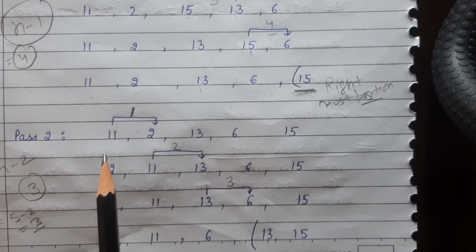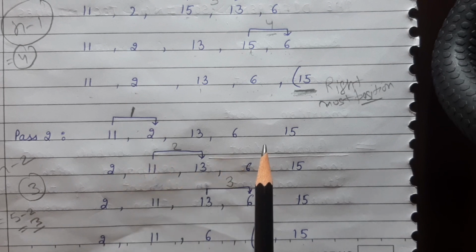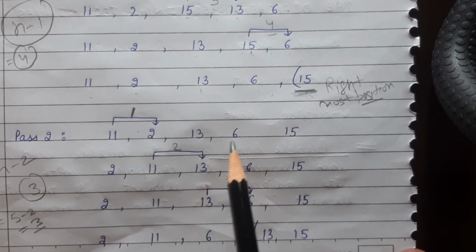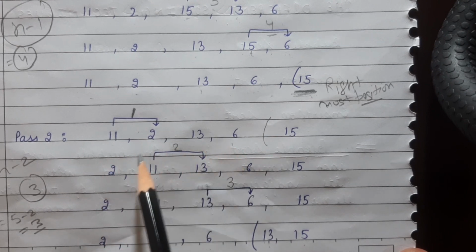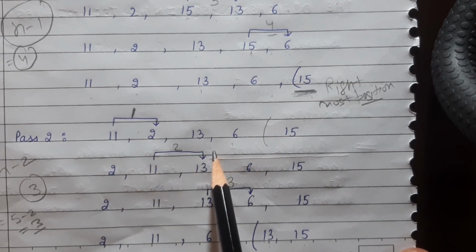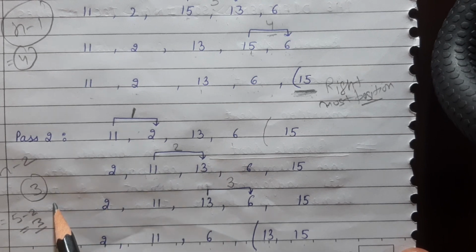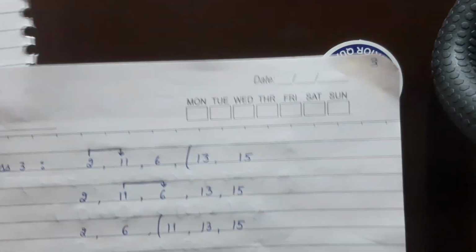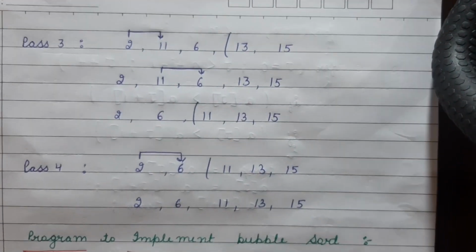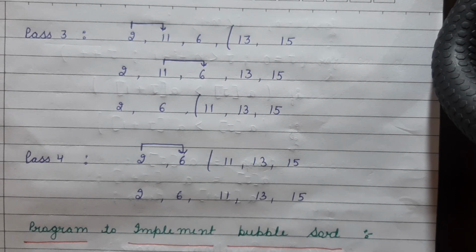Because when we start pass 2, how many elements we have in the unsorted list? In the unsorted list we have 4 elements. So for comparing 4 elements, how many comparisons we required? We required 3 comparisons. I hope now you understood. So now we move to pass 3. So now we start pass 3.